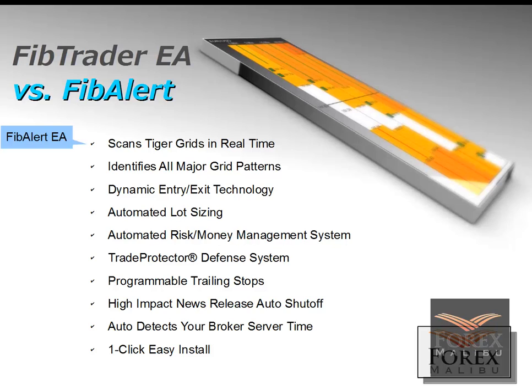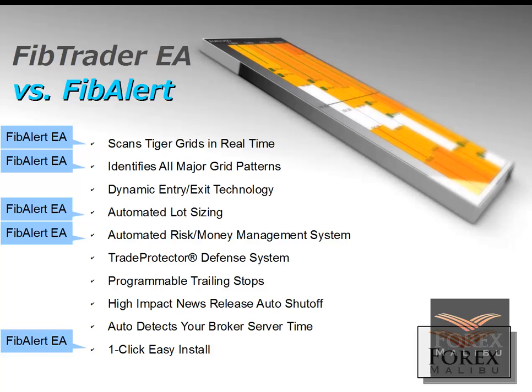All right, now this is what the Fib alert did. It did scan the grids in real time. It did still identify all the major grid patterns. There actually are a few extra patterns on this one, I believe. See, Fib alert does not have the dynamic entry and exit technology. It does have the automated lot sizing, automated risk money management system. Fib alert does not have the trade protector defense system, does not have trailing stops, does not have any news release, and does not auto detect your broker server time. And up until now, did not have one-click easy install. But you guys will be happy to know that it does have the Fib one-click easy install as of today.